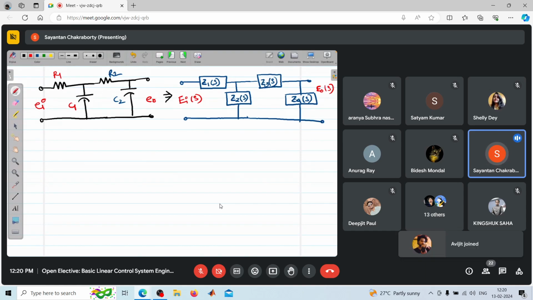Now see, this is not in the standard form that we have discussed in the previous two cases. So what we have to do, we have to recast this in somewhat simplified form. So what I'll do, I'll recast this in this form.